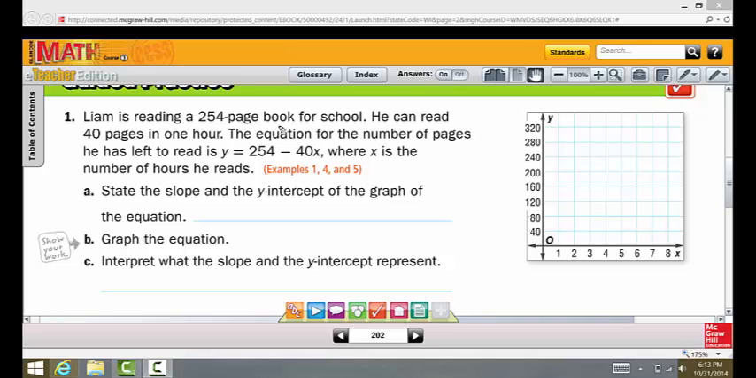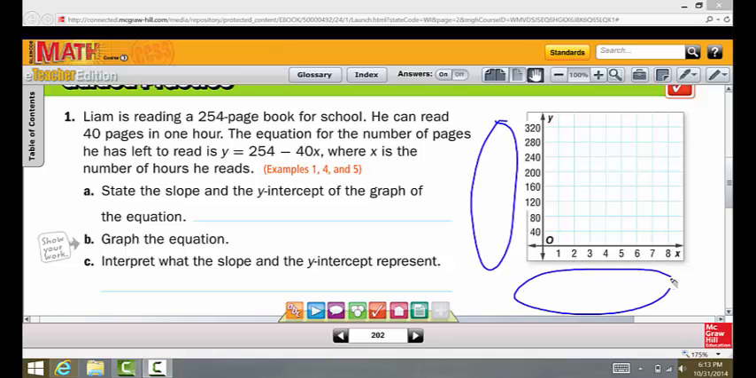Now, one thing I want to point out again is this is another poor example in the graph here, in that they did not label either axis. So if you look at it, obviously these would be pages left to read, and this would be the hours. So we could go pages here and hours. I really am disappointed in this book because it's very important for you to recognize that you need to always do those sorts of things.